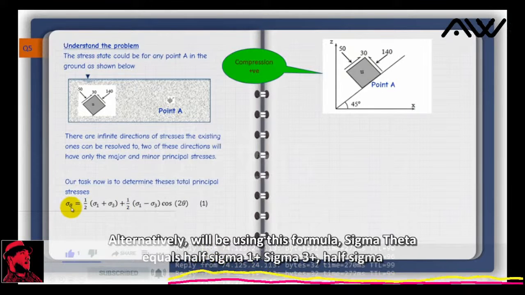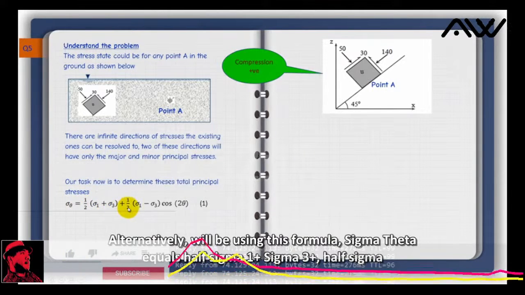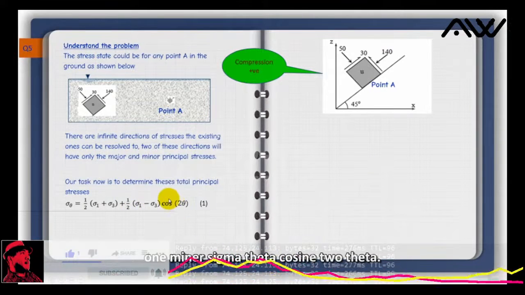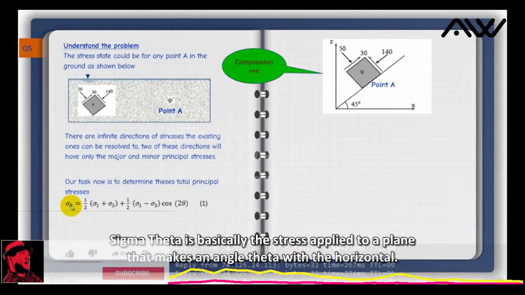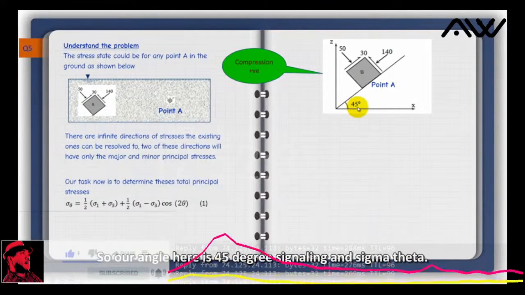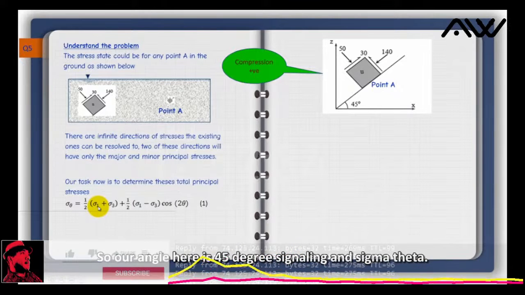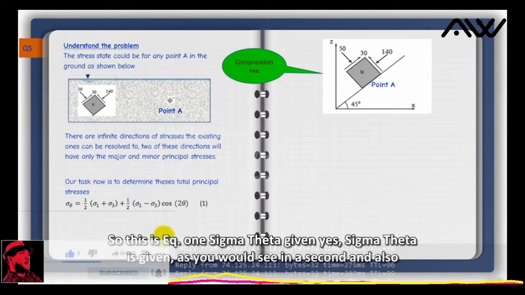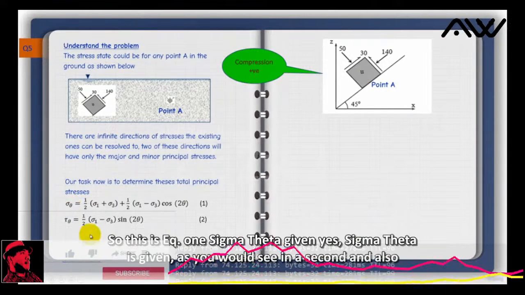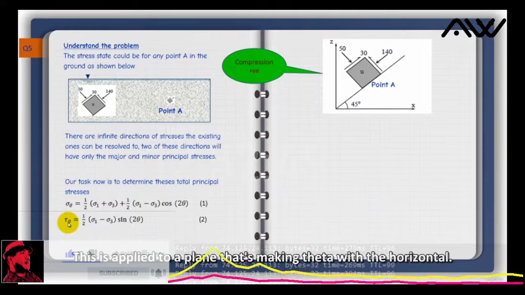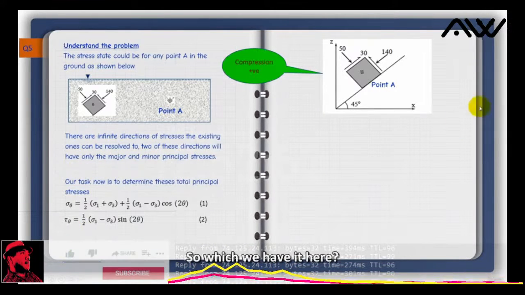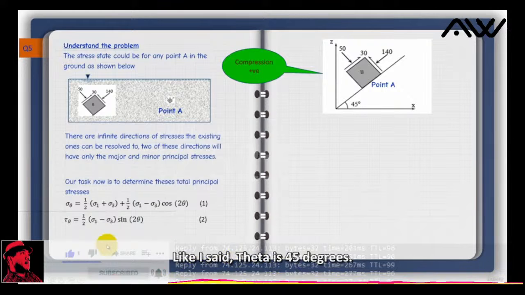Alternatively, we will be using this formula. Sigma theta equals half sigma 1 plus sigma 3, plus half sigma 1 minus sigma 3 cosine 2 theta. So what do we have here? What is sigma theta? Sigma theta is basically the stress applied to a plane that makes an angle theta with the horizontal. So our angle here is 45 degrees. Sigma 1 and sigma 3, we are chasing them. So this is equation 1. Sigma theta is given, as we will see in a second. And also tau theta, this would be the shear stress applied to a plane that's making theta with the horizontal. Like I said, theta is 45 degrees.